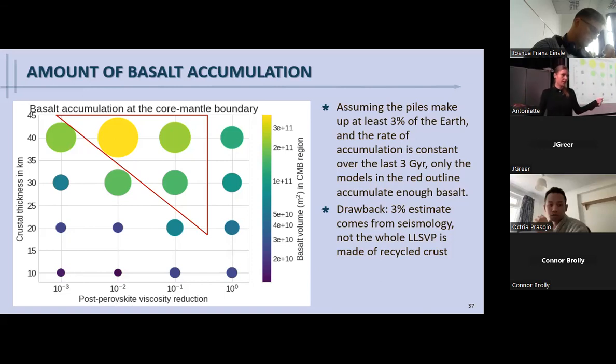So I extrapolated it over time, so that's probably not the case in the Earth. And I also said, at the moment, the LLSVPs make up at least 3% of the volume of the Earth. That of course also has an assumption that they would all be basaltic, which is probably also not true. So it's just a rough guess of what would be the right amount of basalt. But if we make these assumptions, then only those three models in this triangle would accumulate enough basalt to reproduce the present day LLSVPs. But of course, since they might not be 100% basalt, some of the models that are close to that volume might also be realistic for the Earth.